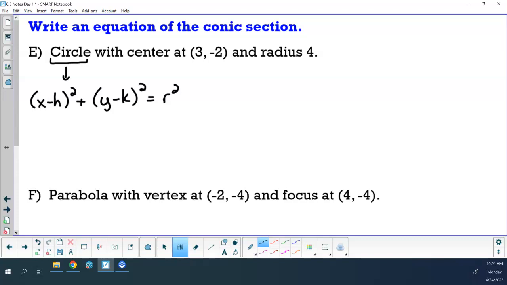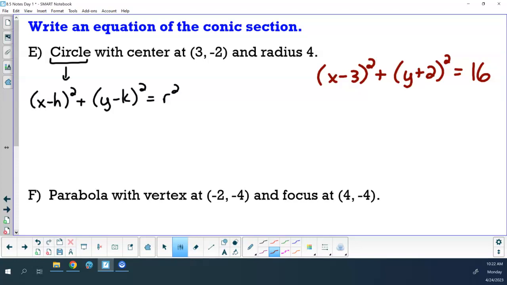K is what? Negative 2. So when I put it in the equation, though, it becomes positive 2. And if R is 4, what is R squared? 16. So this general form is going to be x minus 3 quantity squared plus y plus 2 quantity squared equals 16. Does everyone agree with that?